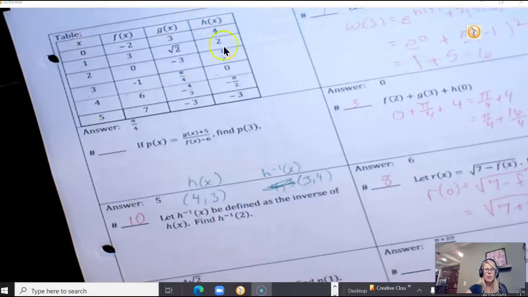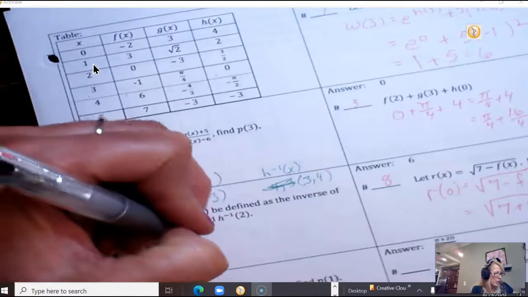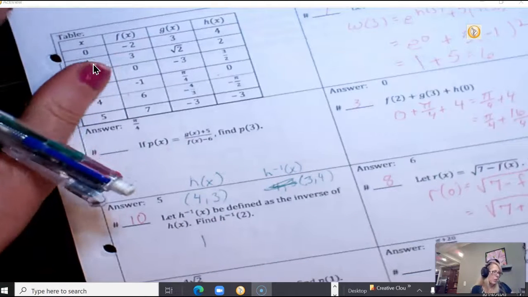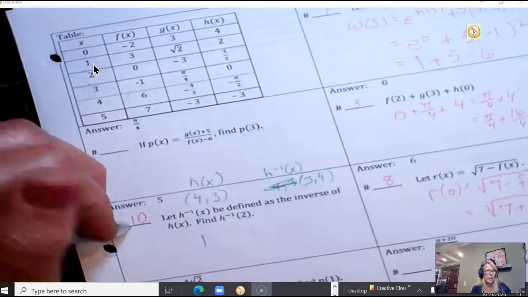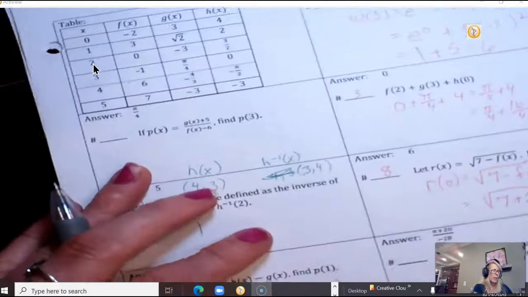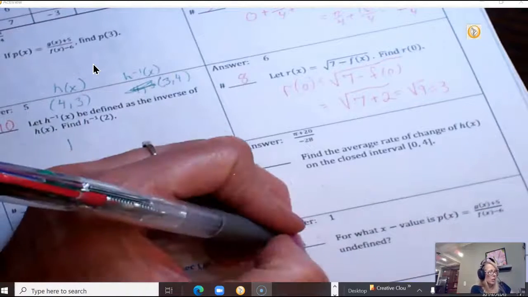Okay? So when you look at the inverse function of h of 2, instead of looking down the x column, I'm looking down the h of x column and I find the 2 and I look at the x and I get a 1. Boom. That's it. So your answer is 1. Let's look for the 1 as the answer. Well, looky there. It's right down at the bottom right on the same page. 11.